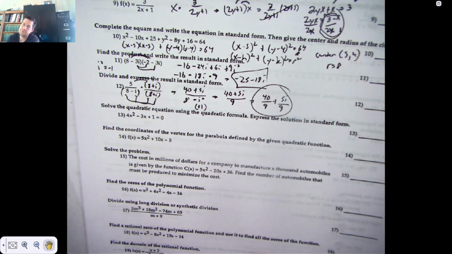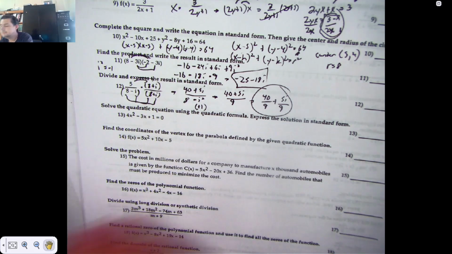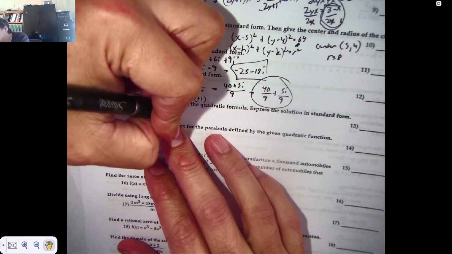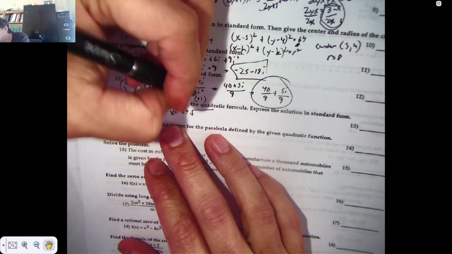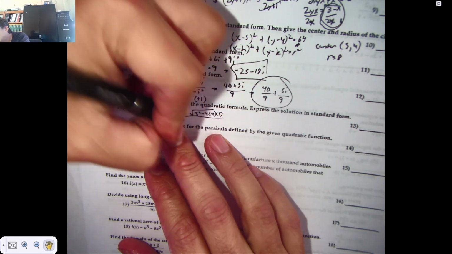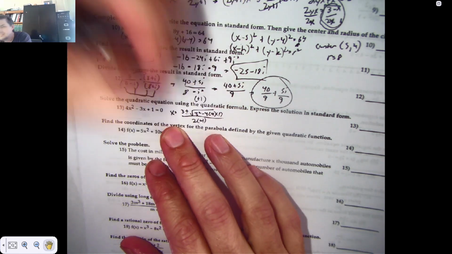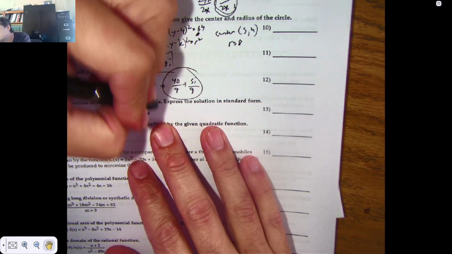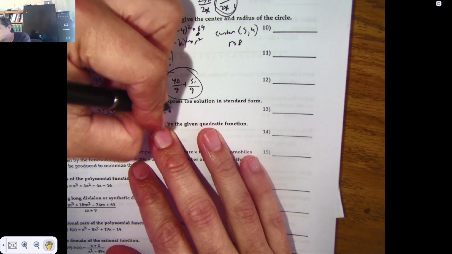Oh, 13. Use the quadratic formula. Express the solution in standard form, whatever they mean by that. Let's see here. x equals -b plus or minus the square root of b squared minus 4ac, all over 2a. Been a little sick. Sorry about the voice. It's just not its usual grandeur.